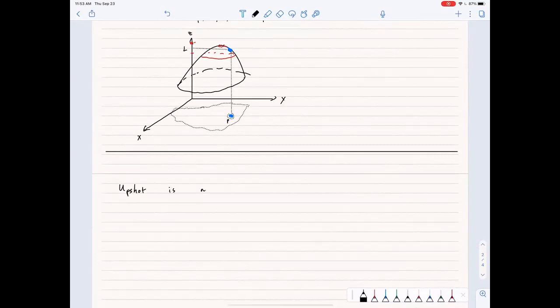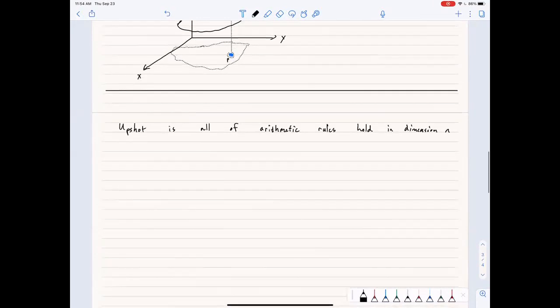And in particular, all of our previous intuition with arithmetic still holds in higher dimensions. So all of our arithmetic rules hold. And what do I mean by that? I'll say in dimension n. So what does that mean? So, examples. Please look in the online book. They give the exhaustive list.